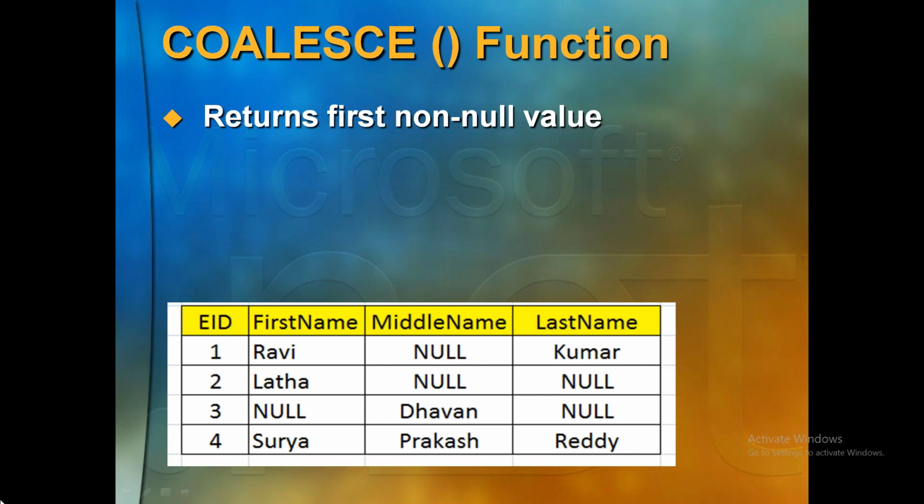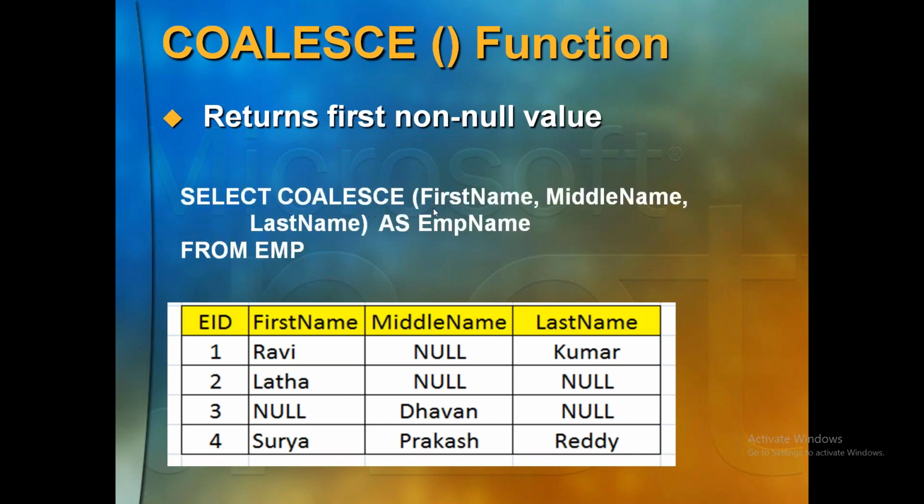Okay, the COALESCE function is going to return the first non-null value. For example, I'll say SELECT COALESCE(first name, middle name, last name). I wanted to get, so what is the first non-null value? When I supply these three values, the first non-null value is Ravi in this and Lata in this. In this, what is the first non-null value? That is Dhawan. And in this, the first non-null value is Surya. Clear? So Ravi, Lata, Dhawan, Surya. This is the data you should be able to get. So the COALESCE function is a very, very important function.